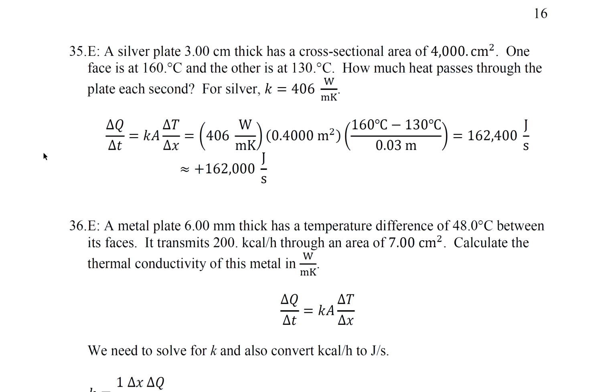Question 35: a silver plate 3 centimeters thick has a cross-sectional area of 4,000 centimeters squared. One face is at 160 degrees Celsius and the other face is at 130 degrees Celsius. How much heat passes through the plate each second? That's delta Q over delta T. We were given K, A, and delta T over delta X.